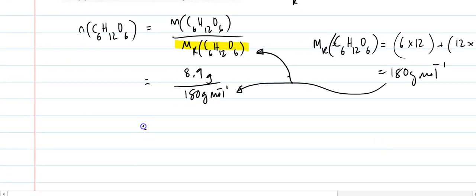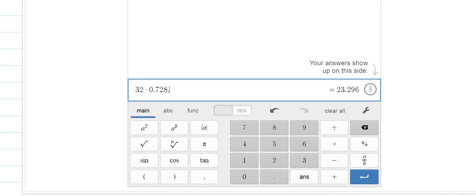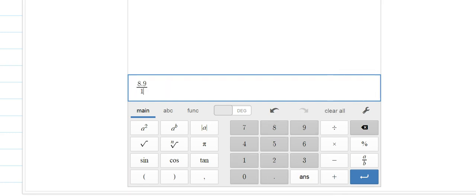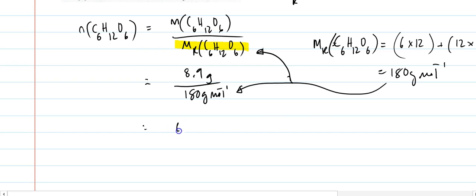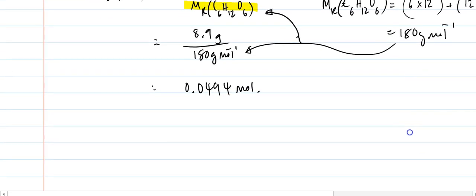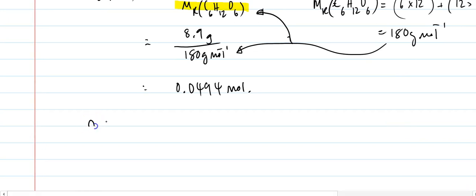We plug that in. 8.9 divided by 180. 0.0494 moles. Okay, so now we have the moles of glucose, but we want to find the mass of oxygen required. So we need to find the moles of oxygen first.